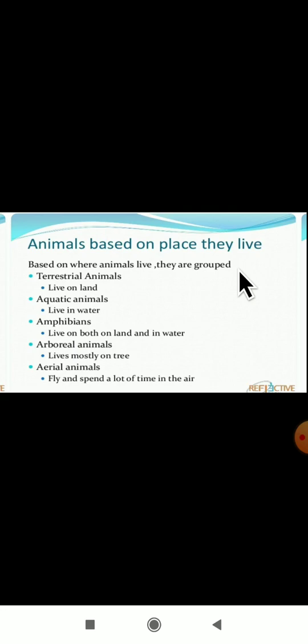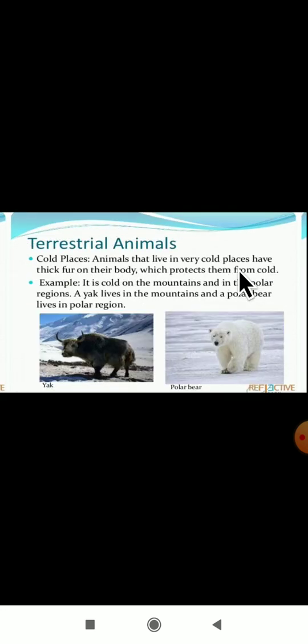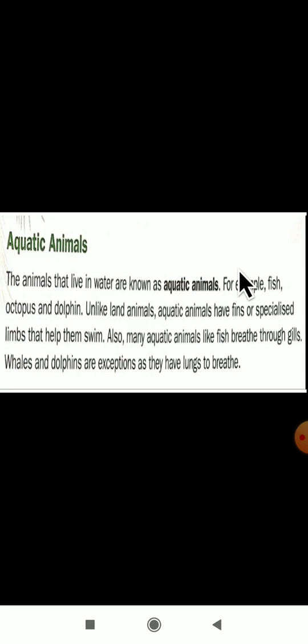First we have studied about the terrestrial animals. The animals which live on a land are called terrestrial animals. The next one is aquatic animals. The animals that live in water are known as the aquatic animals.